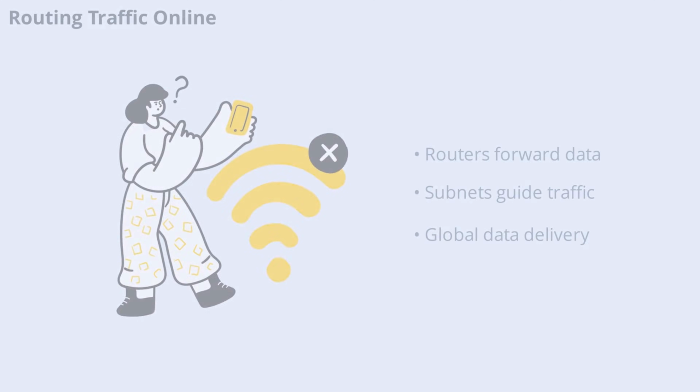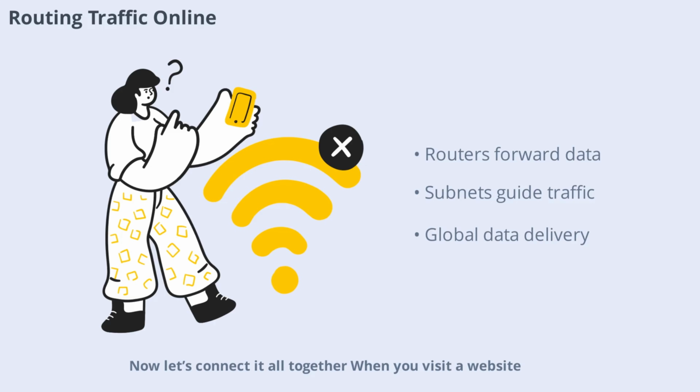Now let's connect it all together. When you visit a website, your device uses its IP address, subnet, and DNS to send a request across the internet. Routers along the way read the destination IP address and forward your data through the fastest path. Each router checks the subnet and network information to decide where to send the data next. This system ensures your request reaches the right server, even if it travels across the globe. Visual diagrams will help you see how data hops from one point to another.